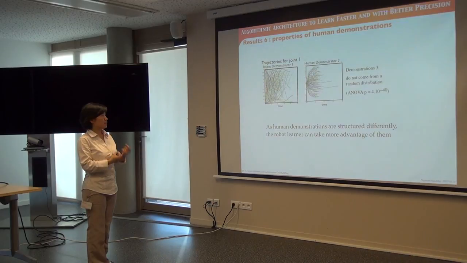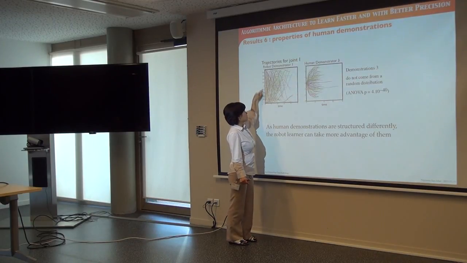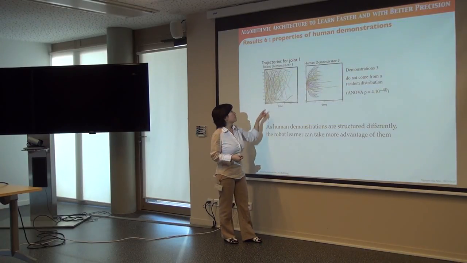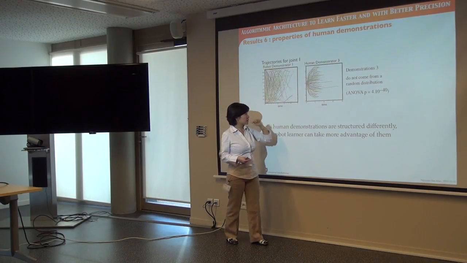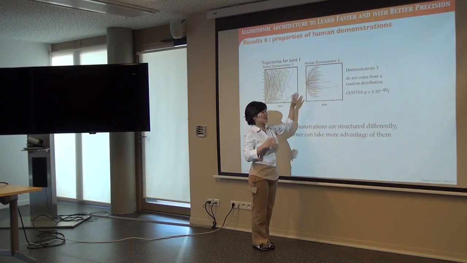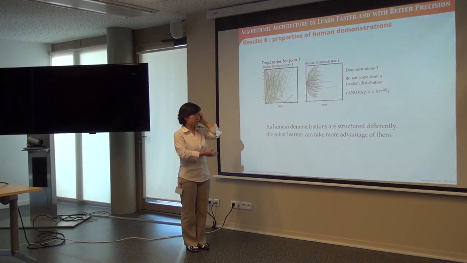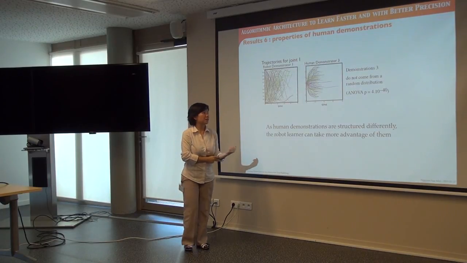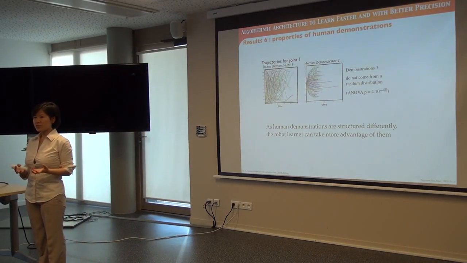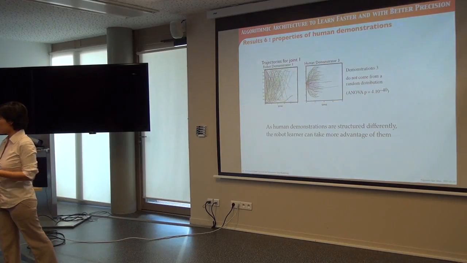So we tried to look at the human demonstrations as such, and we plotted here the joint angles with respect to time for each of those demonstrations. Each line corresponds to one demonstration, and these are the angles of joint one with time for teacher one and the human teacher. And we can see that there is strikingly a kind of structure that is visible, and another analysis shows that those demonstrations of the human teacher do not come from a random distribution. So we can say that the human demonstrations are structured differently from random demonstrations, and the robot learner could take more advantage of those demonstrations.